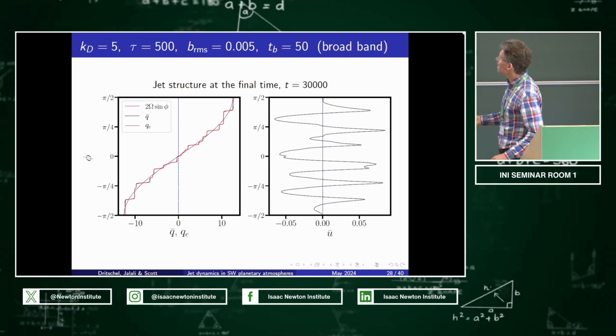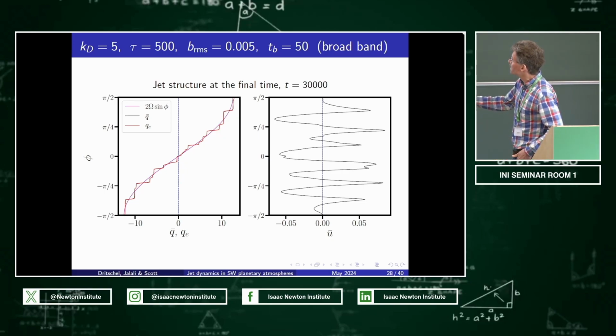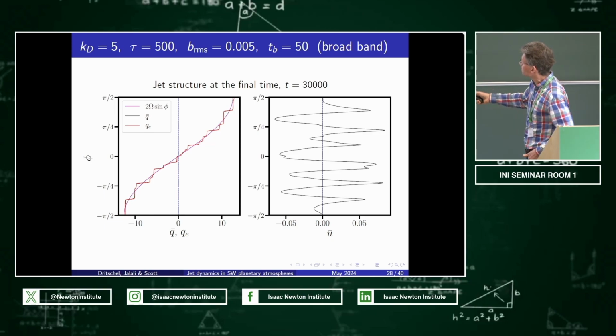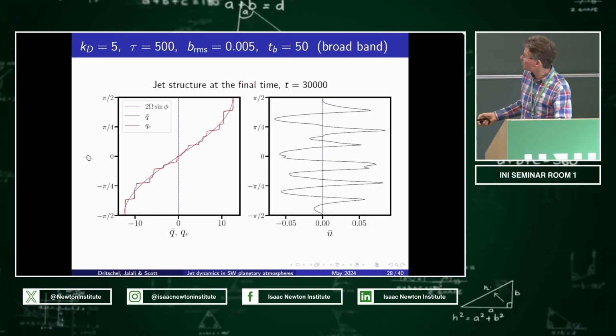So you see in the potential vorticity a clear staircase structure developing at late times, and the corresponding zonal velocity field corresponds to the steps that are seen in the potential vorticity field, by the balance you expect here.